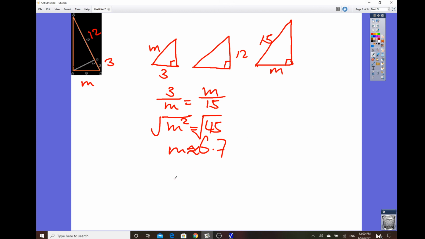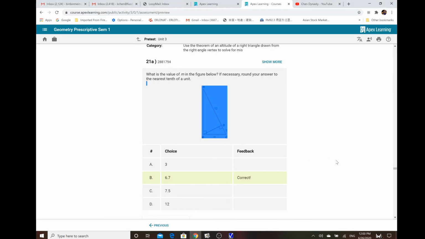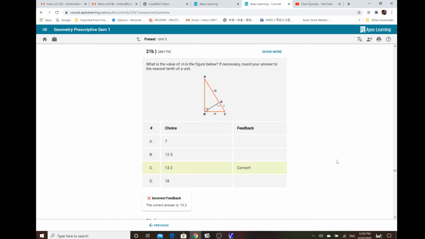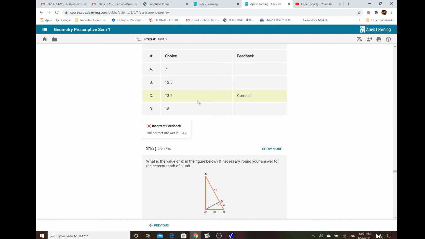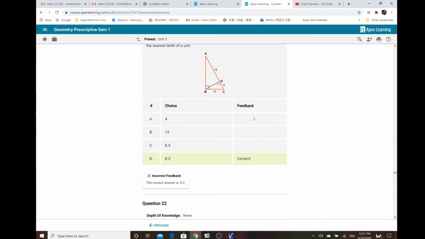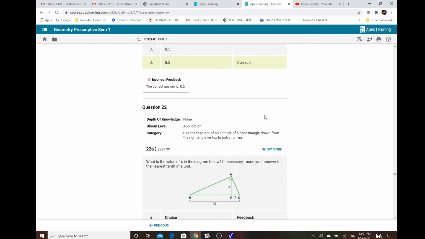Okay, so now let's see what else is in the rest of the pretest analysis. So 21b is quite similar, so you guys can try this one. 7 over m equals m over 25. Again, you need to combine these two bases together to get the hypotenuse of the largest triangle. So once again, 7 over m equals m over 25, and then cross multiply, solve for m, 13.2. This one too: 4 over m equals m over 17, and then solve for m, you got 8.2.